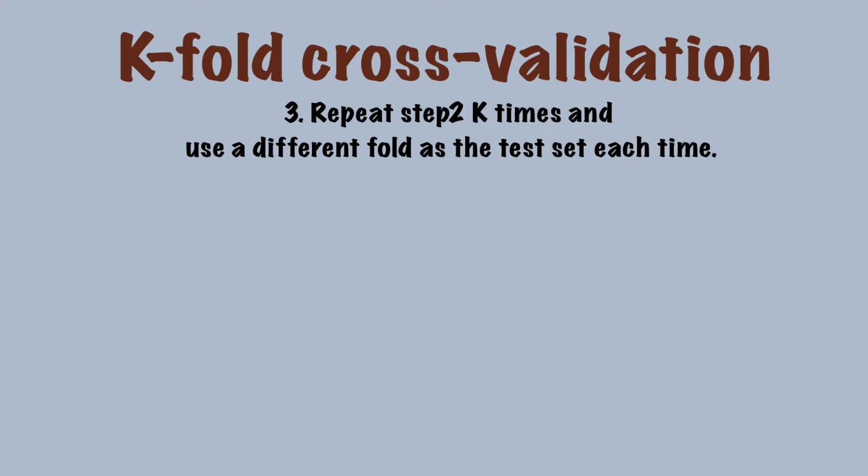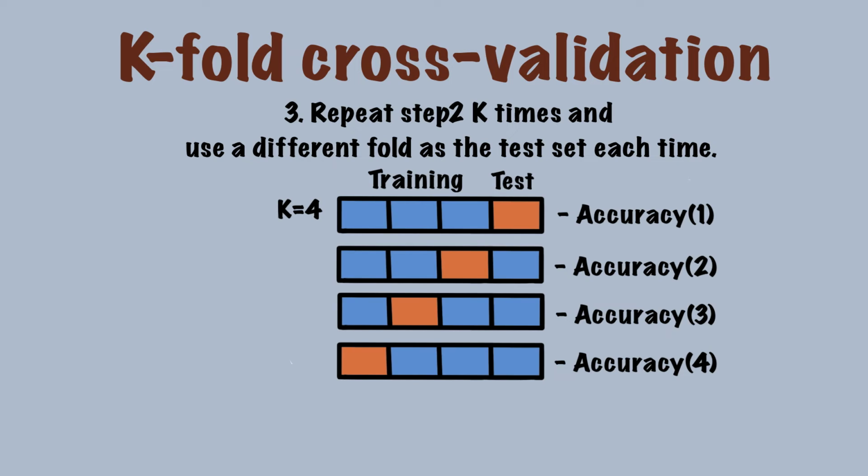Okay, the third step is that we repeat step 2 k times and use a different fold as the testing set each time. In the example, k equals 4, so the model evaluation is repeated 4 times. The orange fold is the testing set, and each fold is used as the testing set once. In other words, each fold has acted as the unseen data, and we calculate the accuracy 4 times.